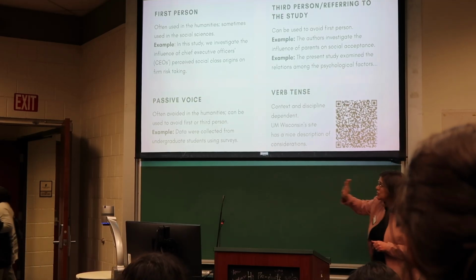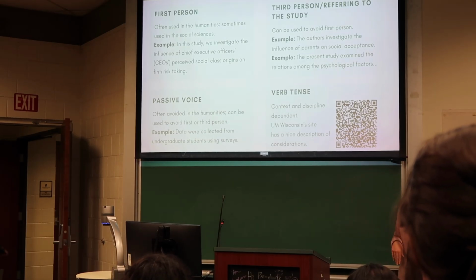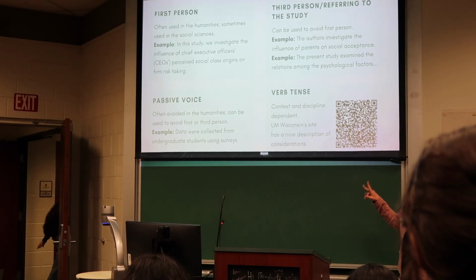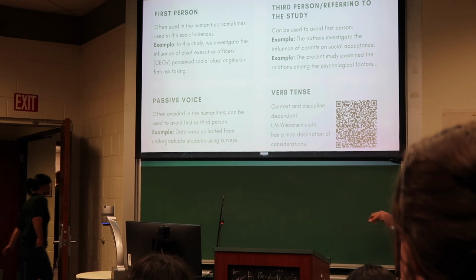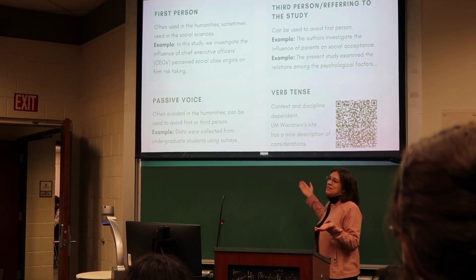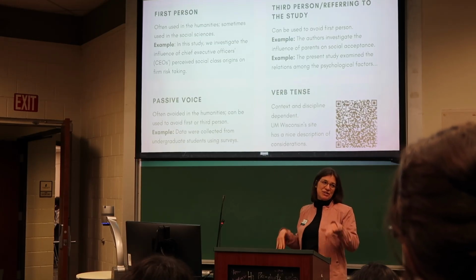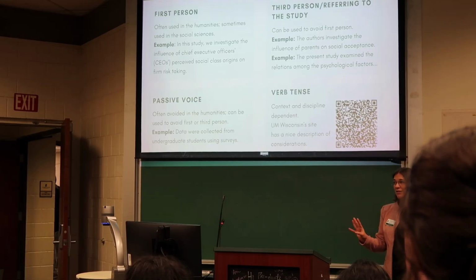So what you can do is use passive voice, which is where you just take the subject out of the sentence completely. So for instance, data were collected from undergraduate students using the survey. Who collected the data? Obviously the researchers, but because we're talking about the data being collected, we're removing the researchers from the writing. Now, if your eyes just glaze over and you're like, no, absolutely not.